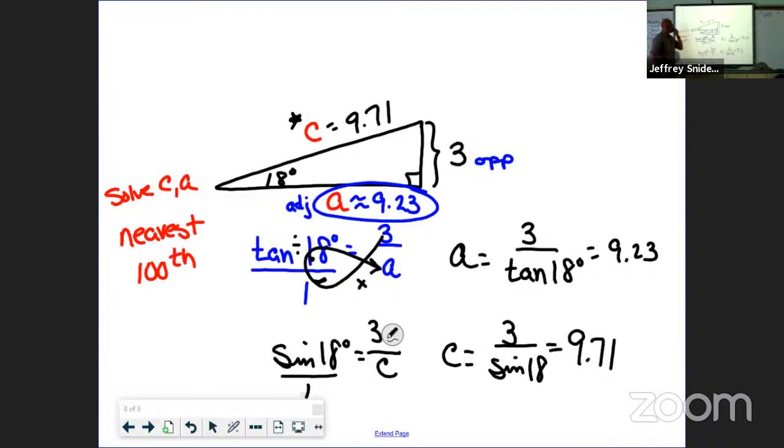All right? Boom. Does that all look familiar? Do you need me to do any more examples of that type? Are we okay on finding the missing sides? If you're done with that test, you can just put it on my desk.